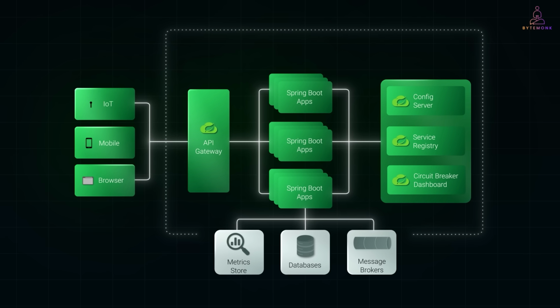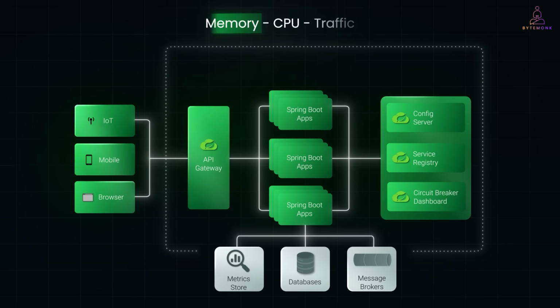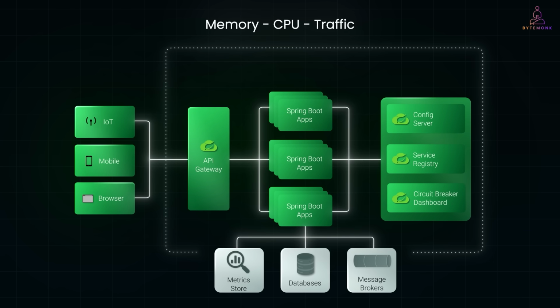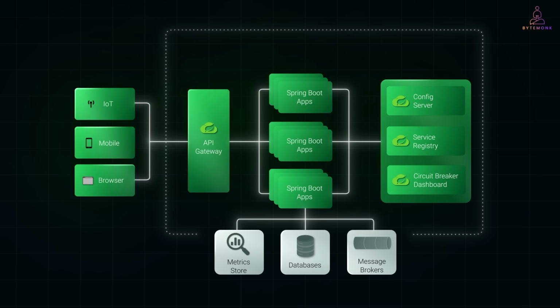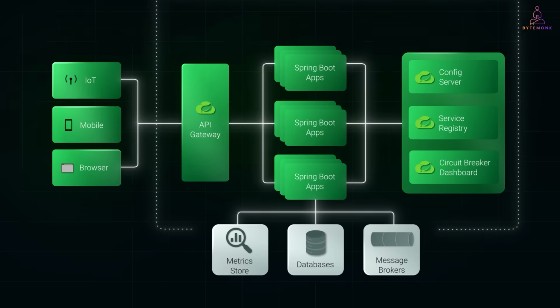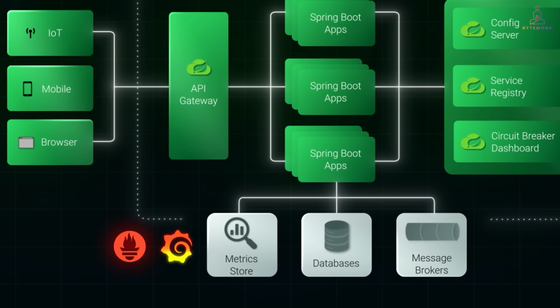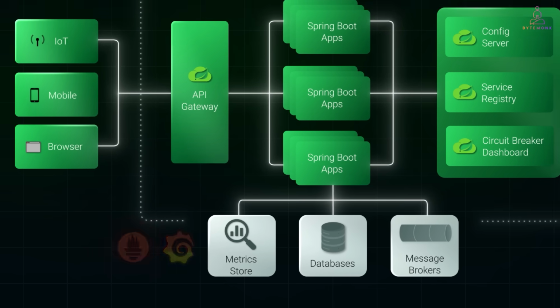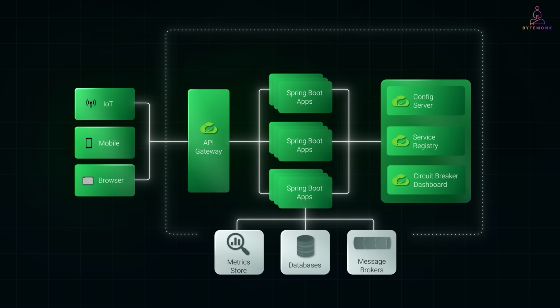Spring Boot's Actuator exposes metrics and health checks out of the box. You get info on memory, CPU, traffic, and more, all available on endpoints. These can be fed into tools like Prometheus or Grafana, and you can also add distributed tracing with Sleuth or OpenTelemetry to track requests across services. It's all built to support observability at scale.